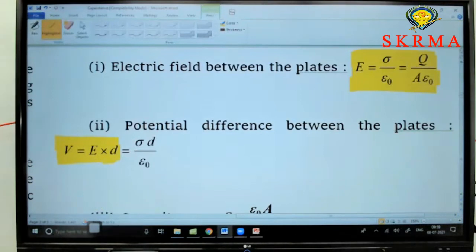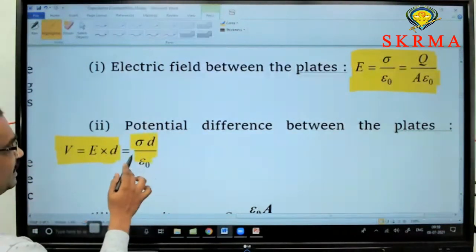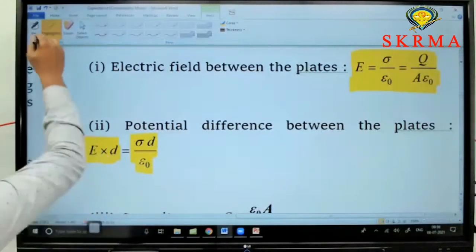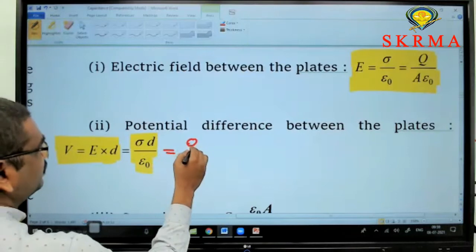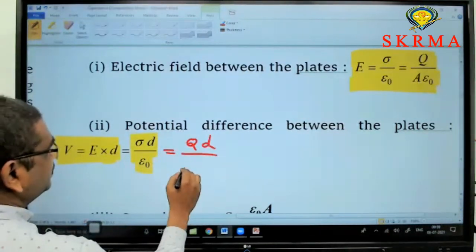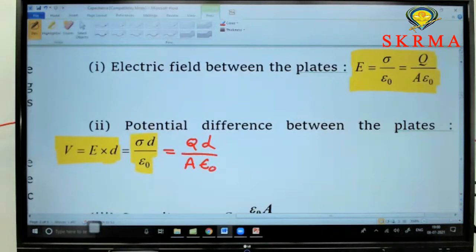Now, just substitute the E value. E is sigma by epsilon naught, so you will get sigma into D by epsilon naught. Or if you expand sigma, you will get Q into D by A epsilon naught. This is the formula for potential.